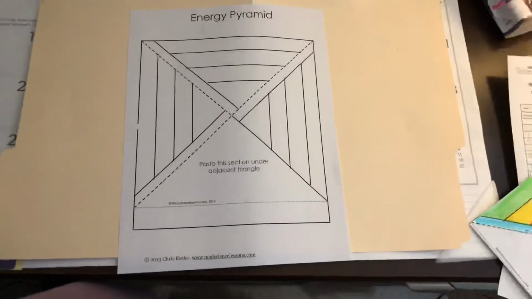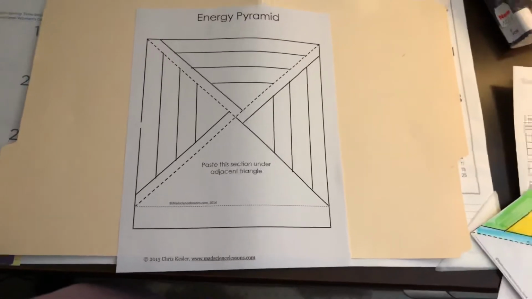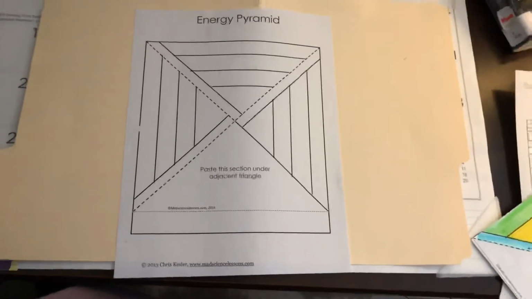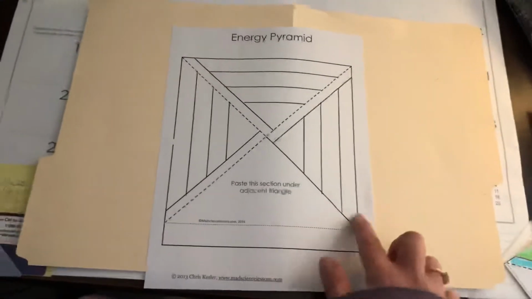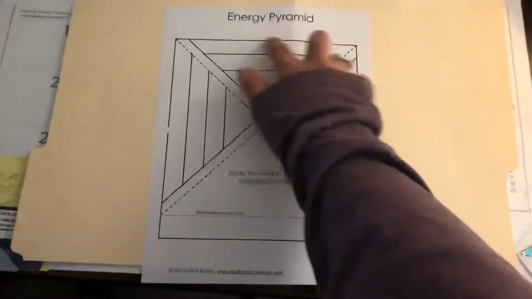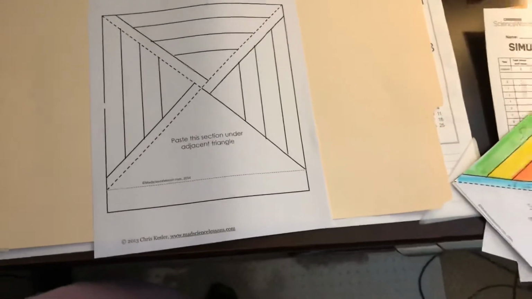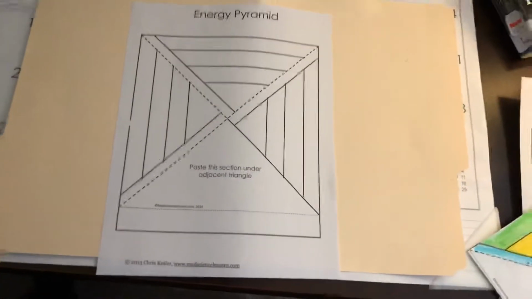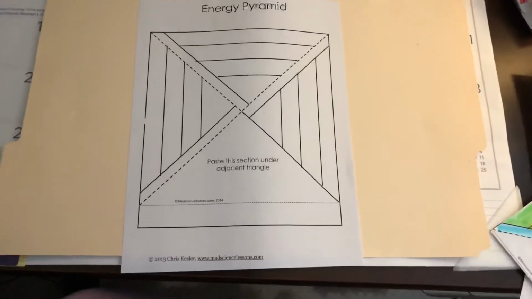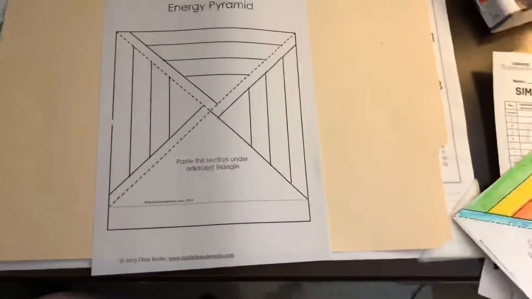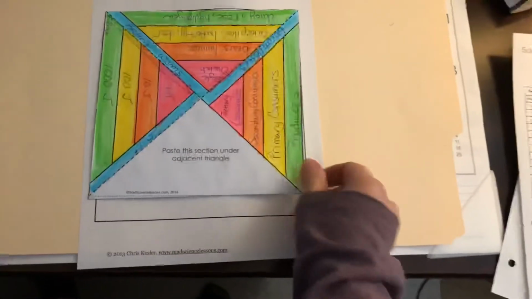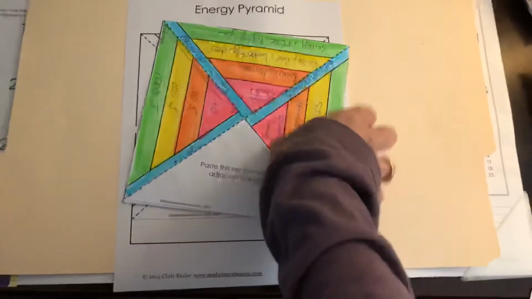Okay, so what this energy pyramid shows is how energy flows within an ecosystem. And it's going to start on the outside ring here, this ring that goes around the outside, and those are the things that have the most energy. So kind of answer in your head, what do you think that's going to be? What in an ecosystem has the most energy, right? Okay, if you guessed producers, you're correct.